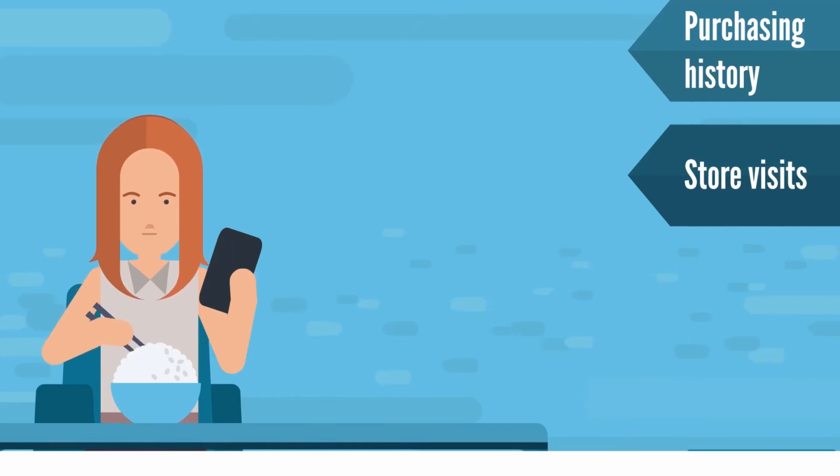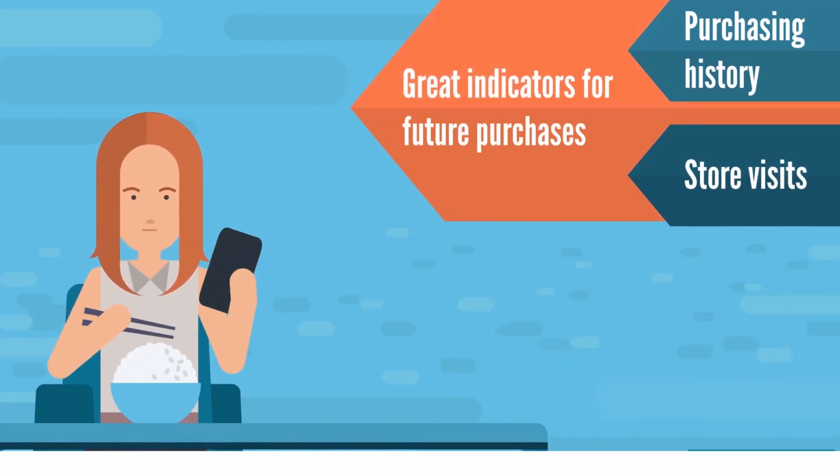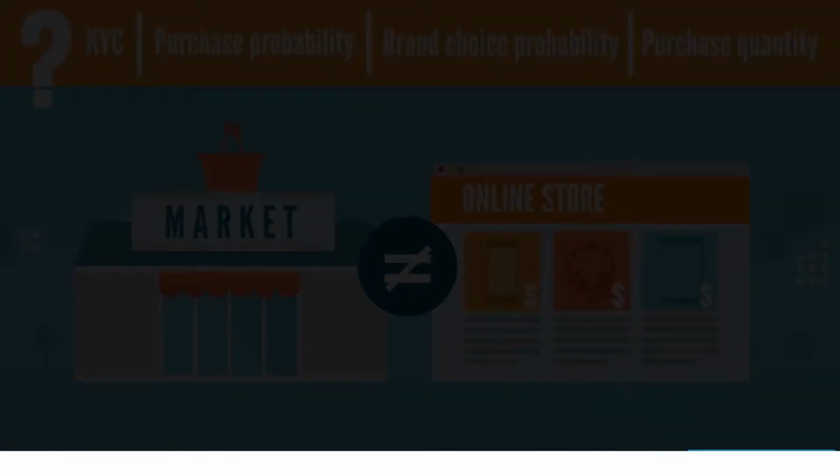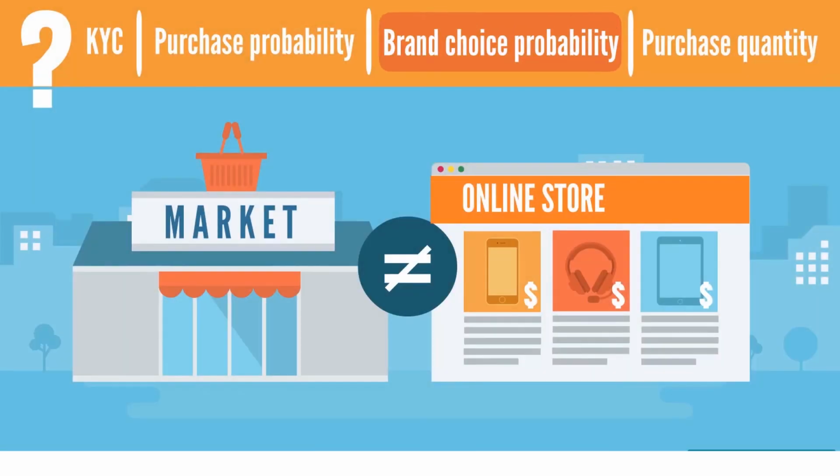Store visits could be a great indicator of how likely it is for a future purchase to occur, though. Therefore, it can be a valuable feature when modeling purchase probability, which we'd like to get our hands on. Okay, let's move on to the third question. Which brand the customer is going to choose?